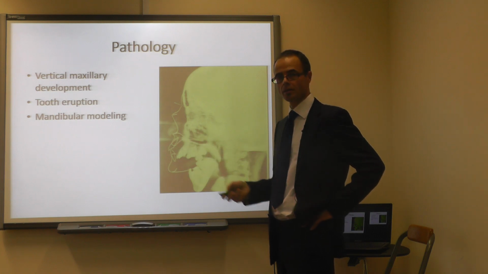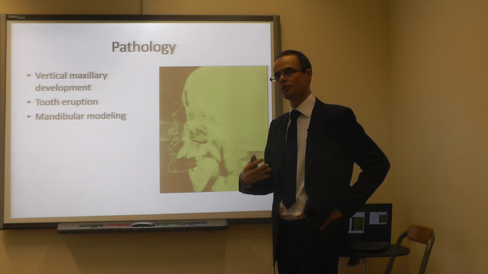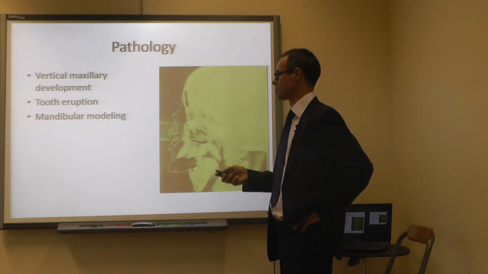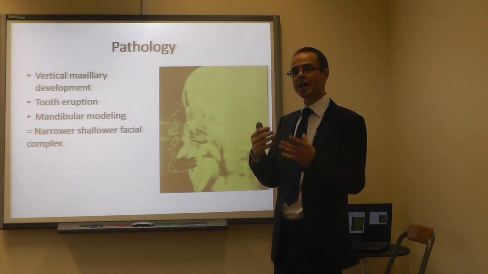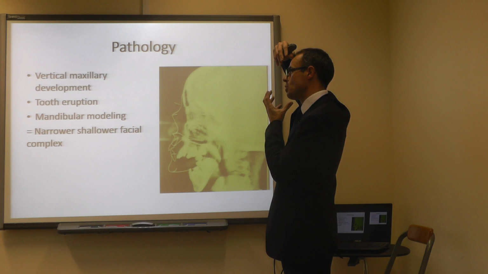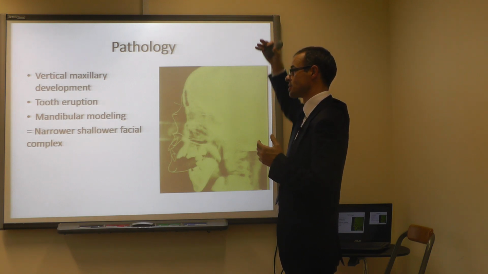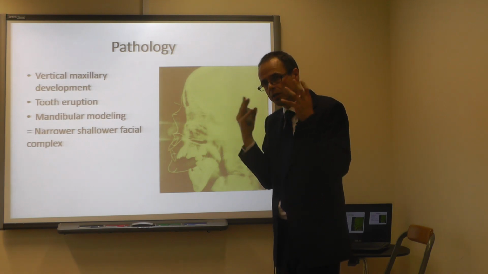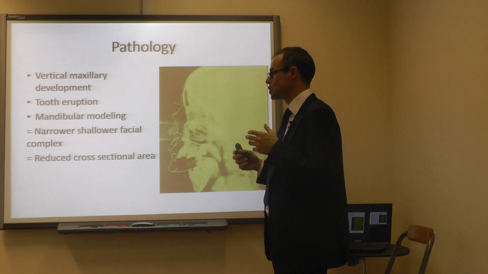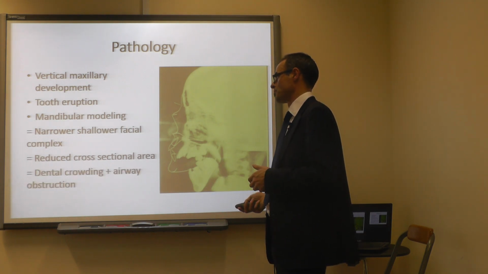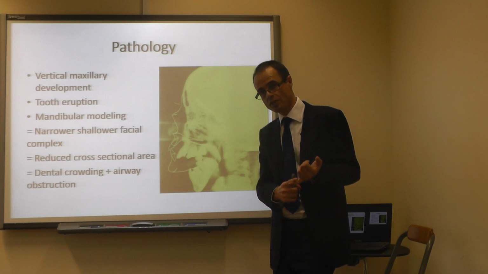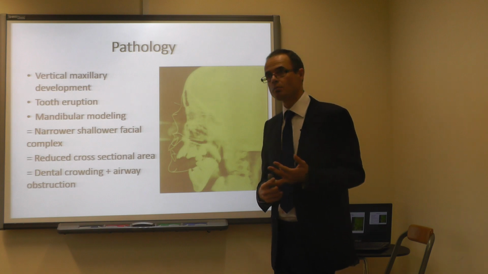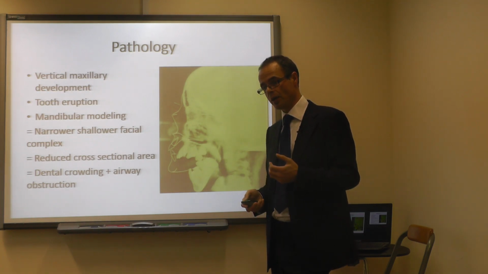and mandibular modelling is part of this pathological process. As this occurs, of course, we only have so much face. So the longer the face is, the narrower it's going to be and the shallower it's going to be. It's going to be constricted, reducing the cross-sectional area, which is reducing space for the teeth, leading to dental crowding, and also it's pushing the tongue back down into the airway.